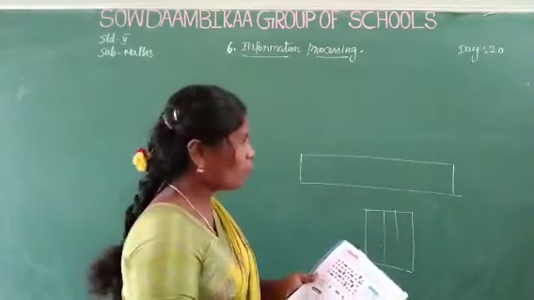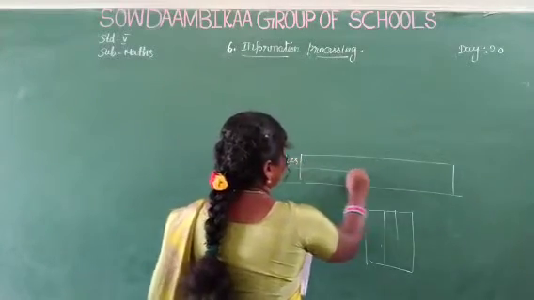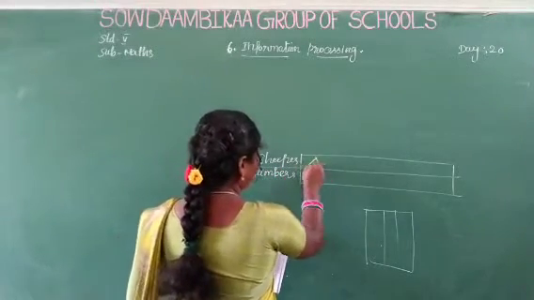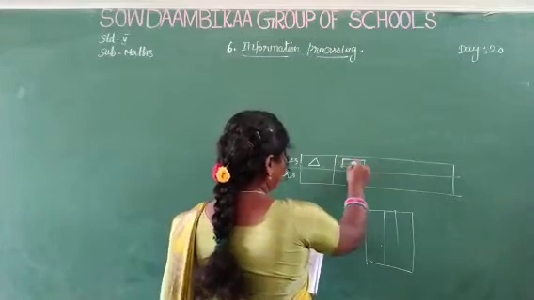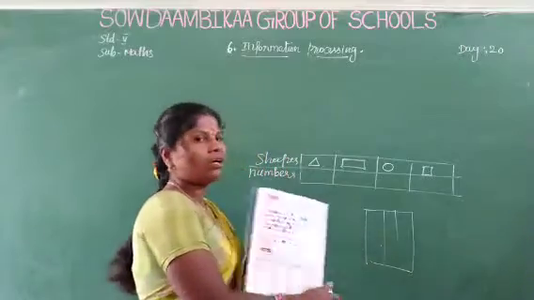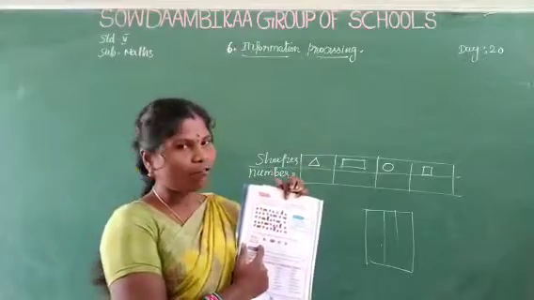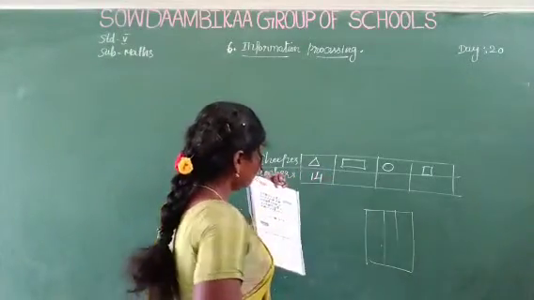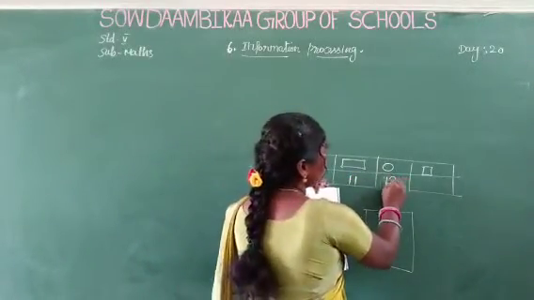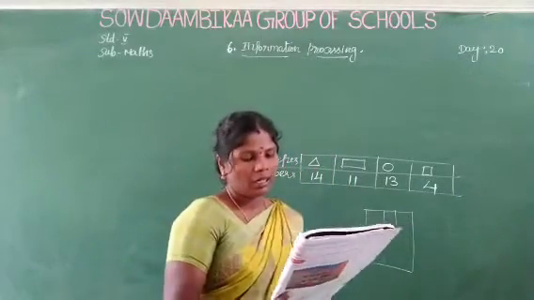Shapes and numbers. Triangle, rectangle, circle, square. See the above pictures, collect and count how many triangles, and write 14 triangles. Next, how many rectangles? 11 rectangles. Next, how many circles? 13 circles and 4 squares.